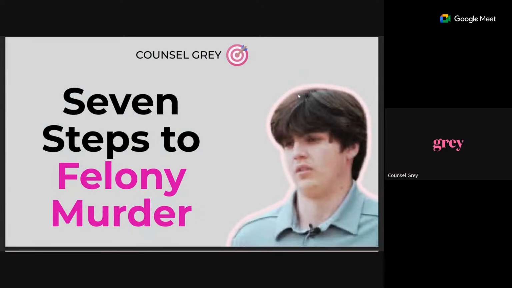Okay, so there are 7 steps that I see if I were the attorney and I had to make out a case of felony murder for Hunter Metcalf, for the death of his brother Austin Metcalf at the hands of Carmelo Anthony. These are the steps that I would take to get there. Nobody is talking about this.